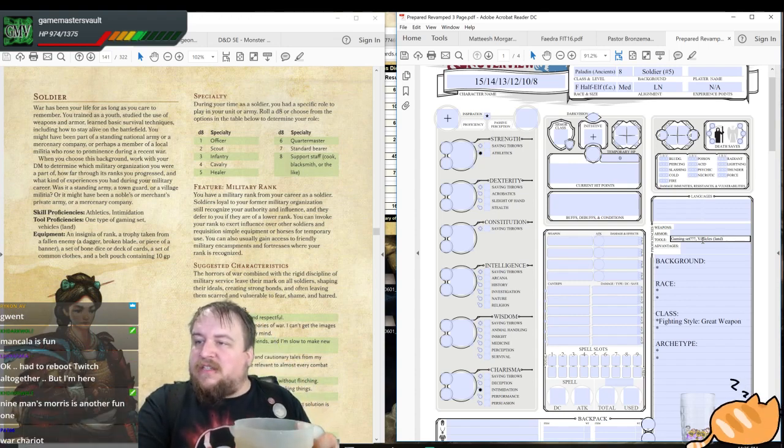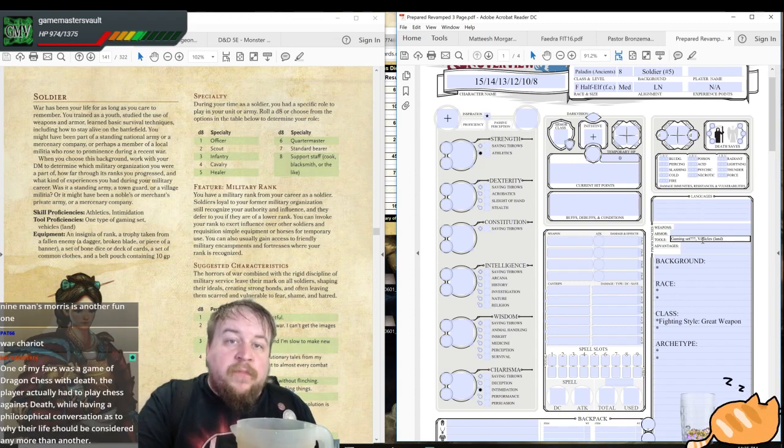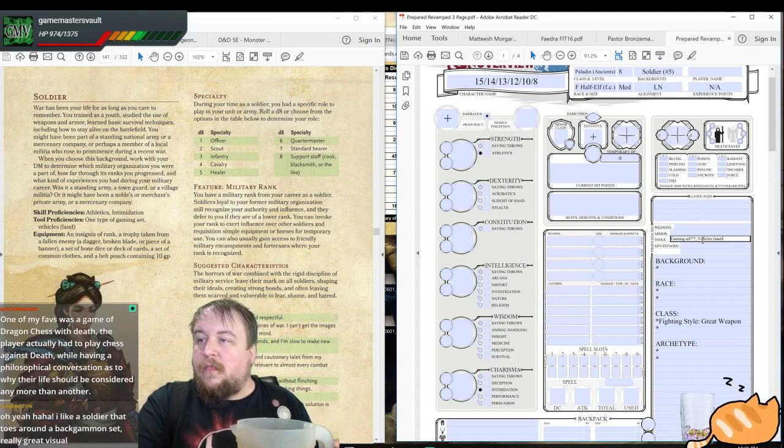Nine Men's Morris is another fun one. I haven't heard of that one. If you really want to be meta, then the soldiers have created a role-playing game where they pretend to, I don't know, do something else.